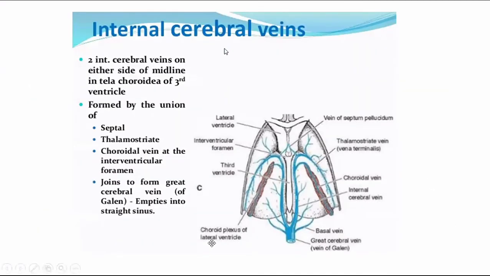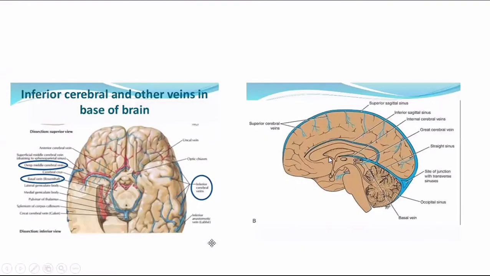We have two internal cerebral veins. These two internal cerebral veins are formed at the midline, in the area of the third ventricle, by the union of septal, thalamostriate, and choroidal veins. So these are the paired internal cerebral veins at the midline, at the area of the third ventricle.